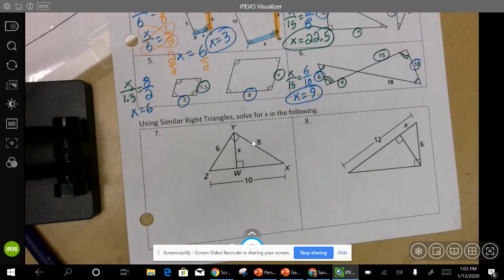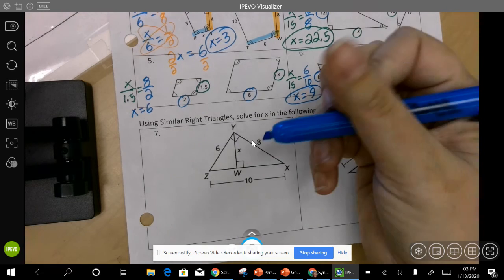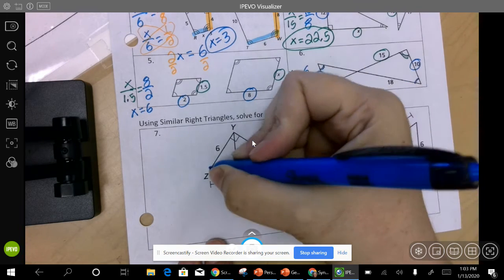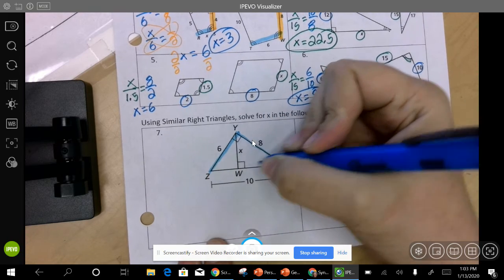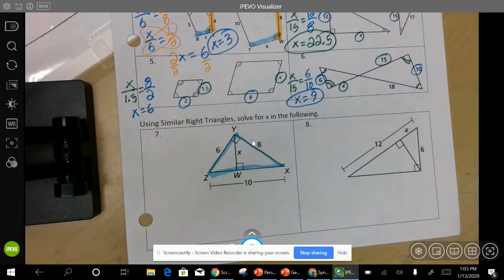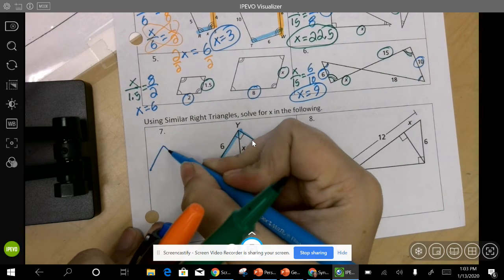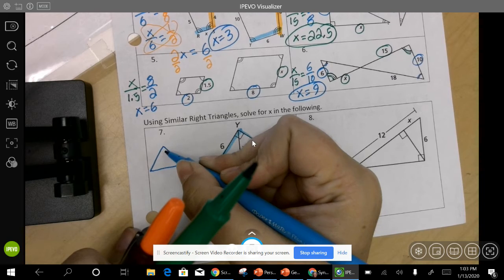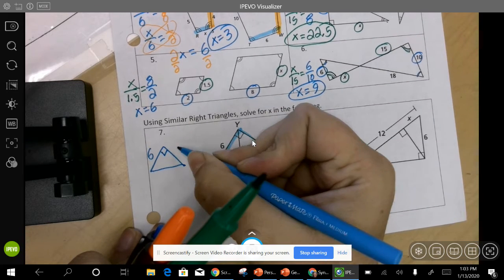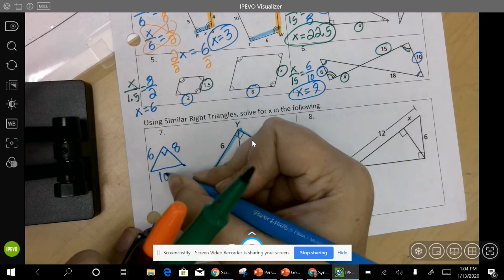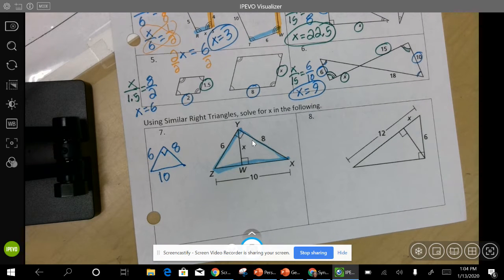Okay, so this one is for the similar right triangles. It says solve for x. Okay, so we have a large triangle. Remember we talked about drawing them. So I have a large right triangle, and that is 6 by 8, and the hypotenuse is 10. And then x, so they want us to use our smaller one.